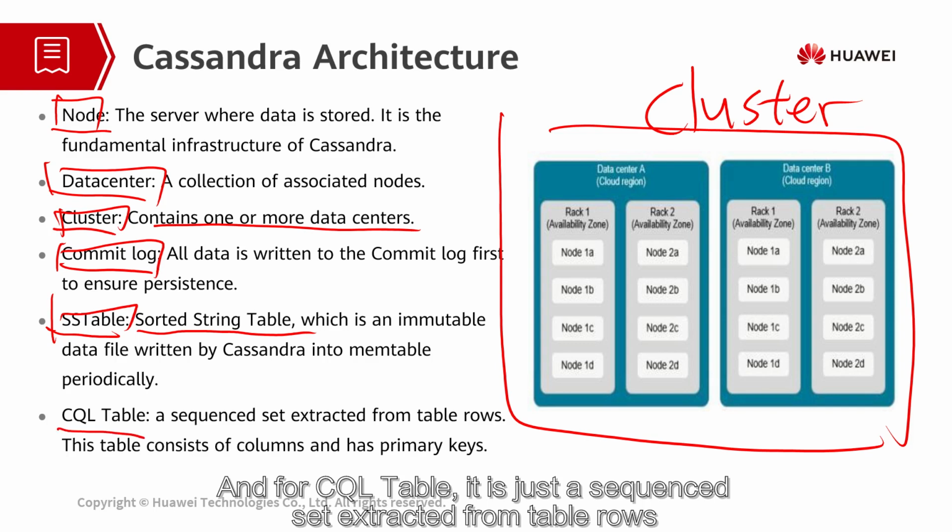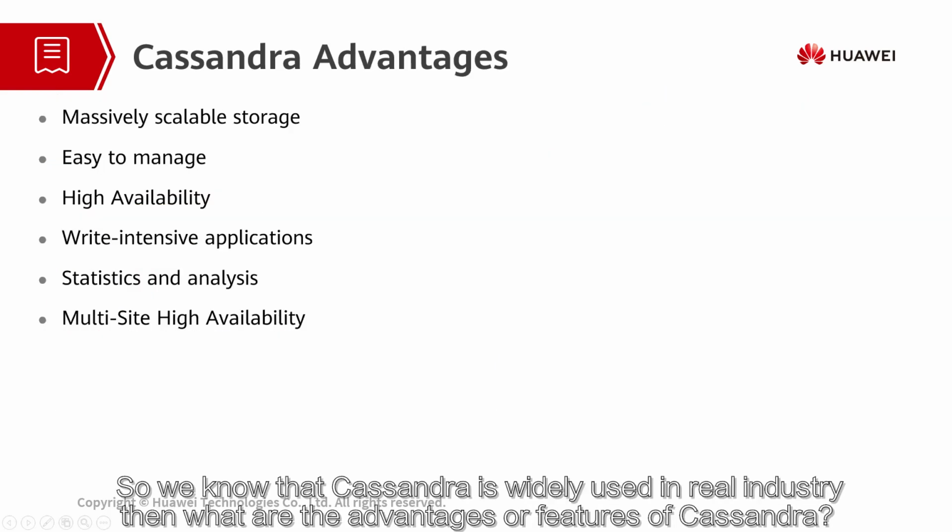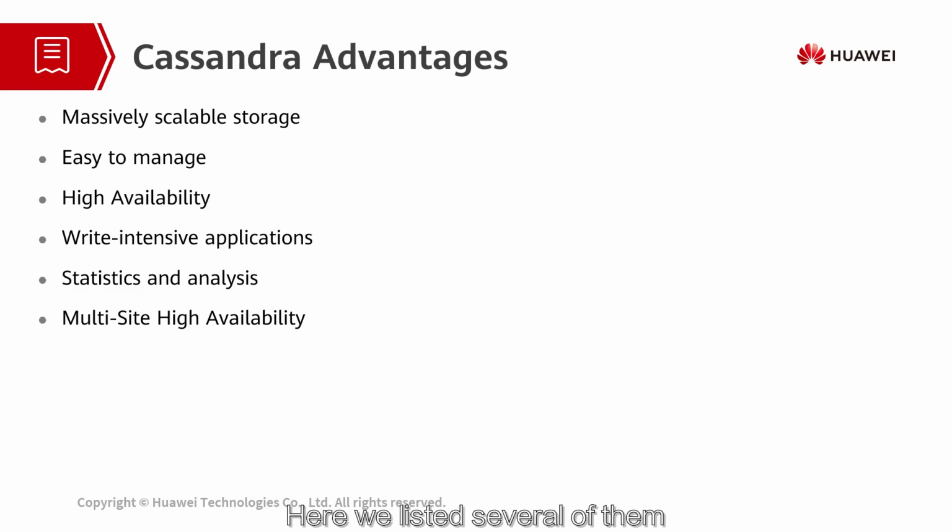And for the CQL table, it is just a sequenced set extracted from table rows. This table consists of columns and has primary keys. So we know that Cassandra is widely used in real industry. Then what are the advantages or features of Cassandra? Here we listed several of them.